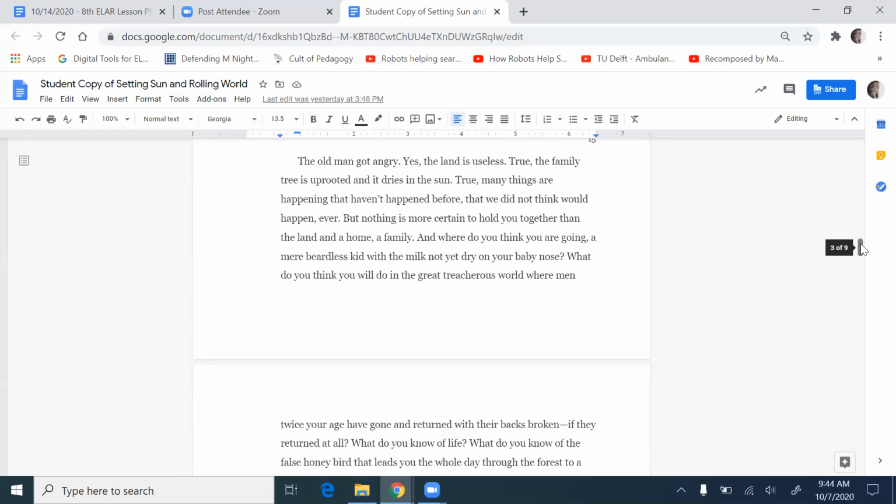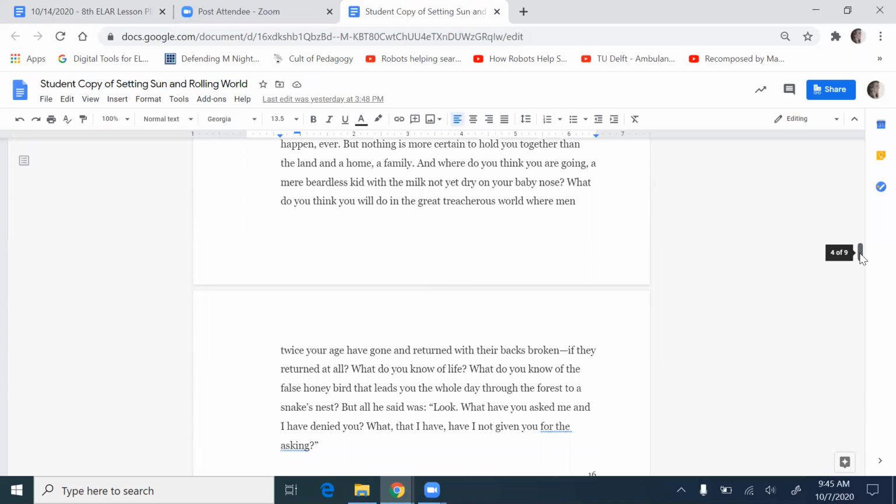The old man got angry. Yes, the land is useless. True, the family tree is uprooted and it dries in the sun. True, many things are happening that haven't happened before that we did not think would happen ever. But nothing is more certain to hold you together than the land and a home, a family. And where do you think you are going, a mere beardless kid with the milk not yet dry on your baby nose? What do you think you will do in the great treacherous world where men twice your age have gone and returned with their backs broken, if they returned at all? What do you know of life? What do you know of the false honeybird that leads you the whole day through the forest to a snake's nest? But all he said was, look, what have you asked me and I have denied you? What did I have I not given you for the asking?